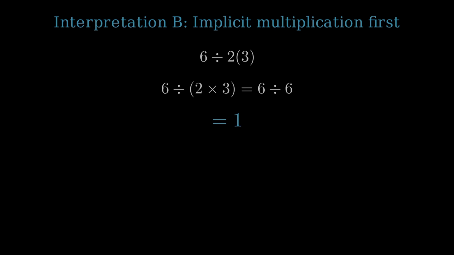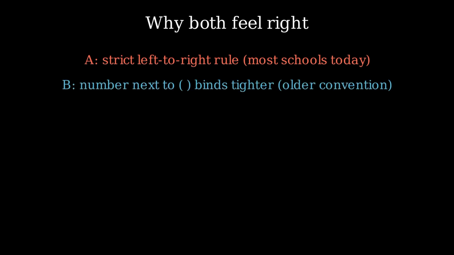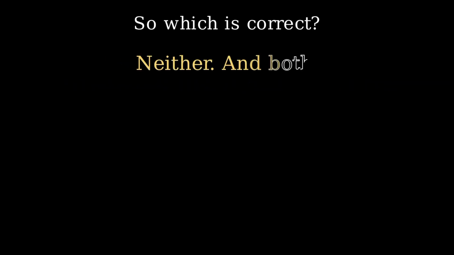Interpretation A follows the strict left-to-right rule taught in most schools today. Interpretation B follows an older convention, still used by many mathematicians and physicists, where a number directly next to parentheses, with no symbol, binds tighter than regular division. So which is correct? Neither, and both. The truth is, this expression is genuinely ambiguous.